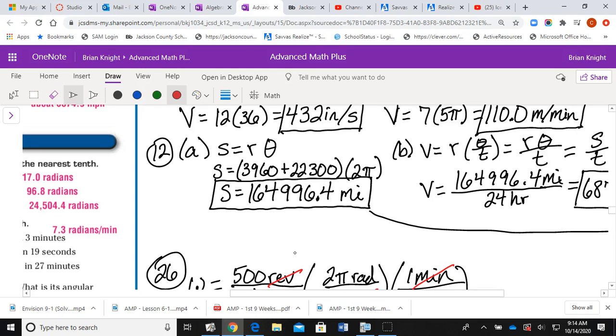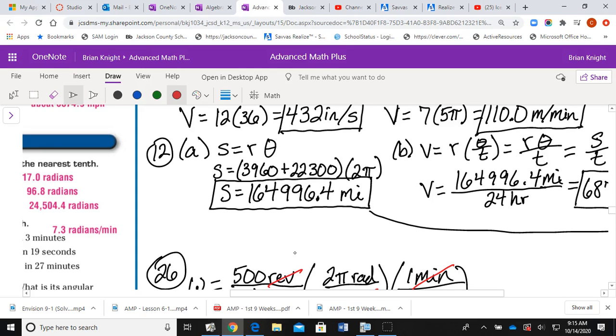A says, how far will the GEO satellite travel in 1 day? So this is the first one. We have to figure out the radius. It's 22,300 miles. Was it miles or feet? Had to have been miles. Okay. It's that far above the Earth. The Earth's radius is 3,960 miles. Okay. So you have to add those up to get the radius. You got me? Times your 2 pi. This tells me how far we're going. Okay. All right. Was that 164,996.4 miles? It's a long way.